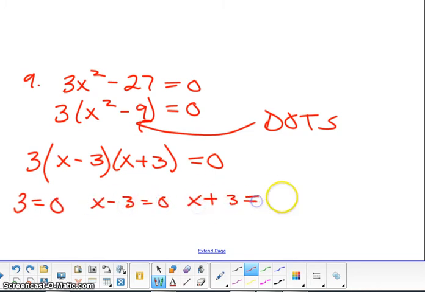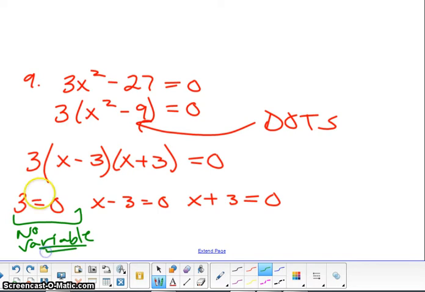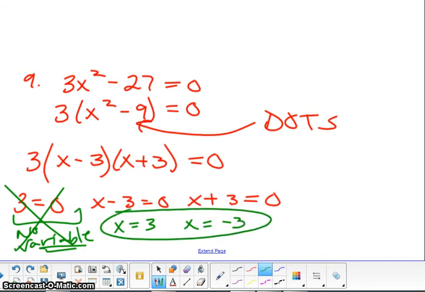Okay, so when you set the first one equal to 0, you'll notice that there is no variable. So that is not going to help us solve anything for x. So we would basically just get rid of that. We don't need it. This one would be 3, and this one would be negative 3. And there's our final answer, also called solutions. So if it ever asks you to solve, that is what we're looking for: 2 answers that will work for x.